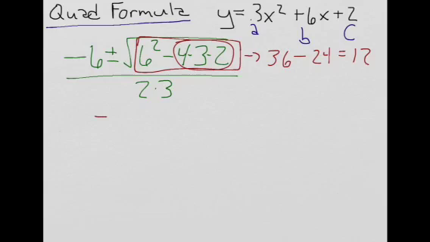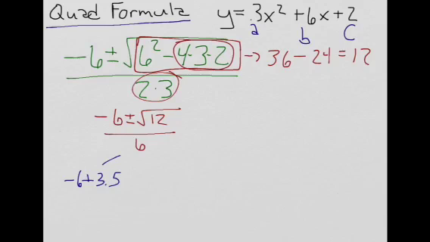So our math problem is really negative 6 plus or minus the square root of 12 over, and then I'm going to simplify it into 6. So we have negative 6 plus or minus the square root of 12 all over 6. I'm going to then split this into 2 problems and do each. So negative 6 plus the square root of 12 is about 3.5, so that's what we're going to use, over 6, and negative 6 minus 3.5 over 6.